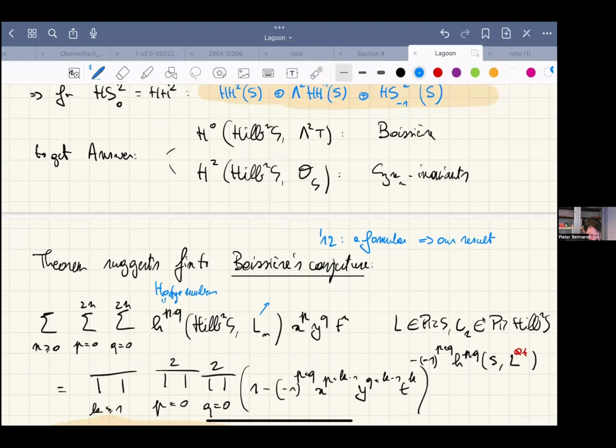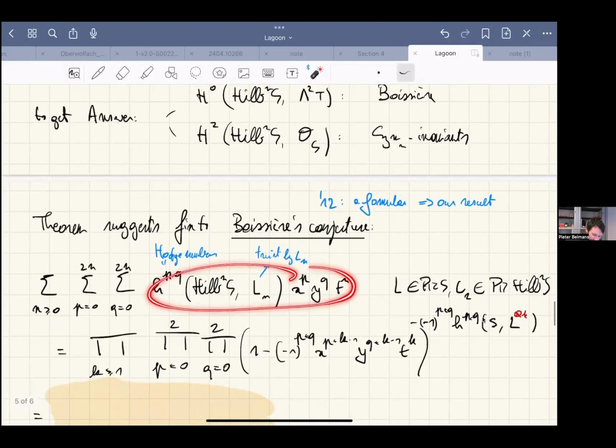And we twist them by a line bundle. So twist by L_n. And what is L_n? Whenever we have a line bundle on the surface, we have an induced line bundle on the Hilbert scheme. And so we can try to compute these things.